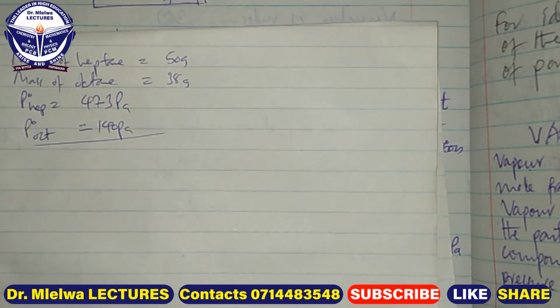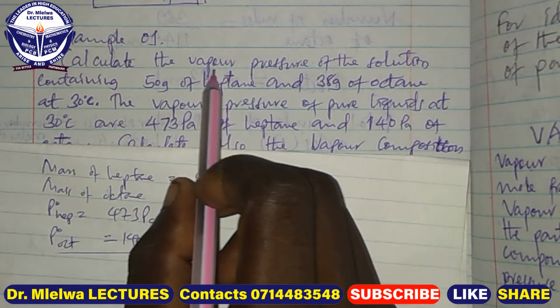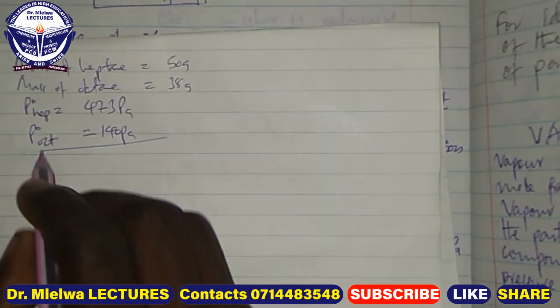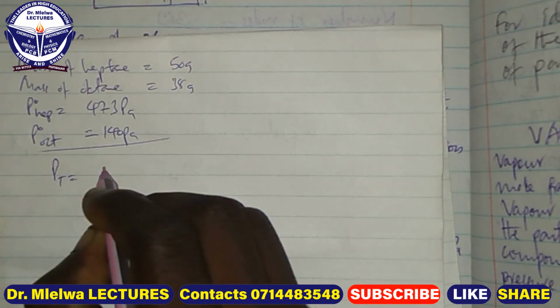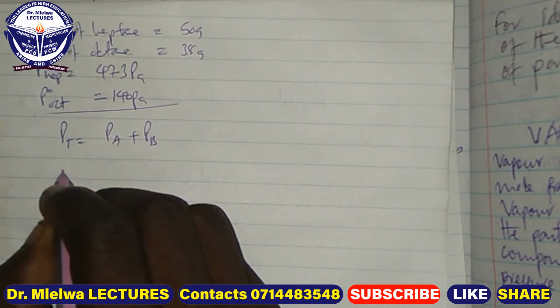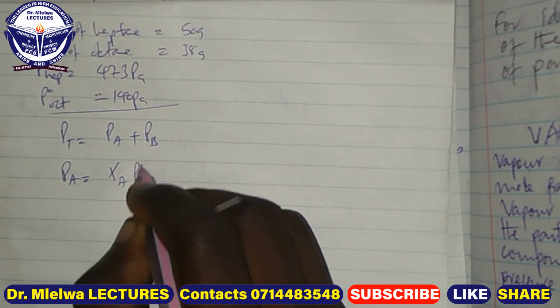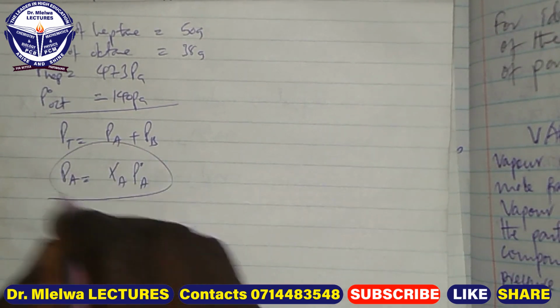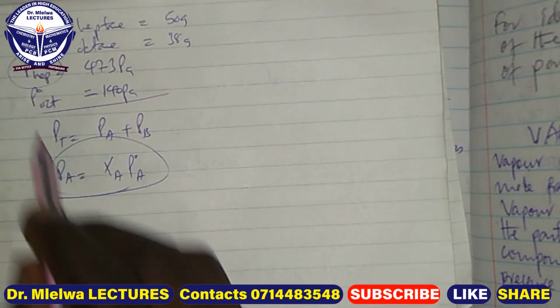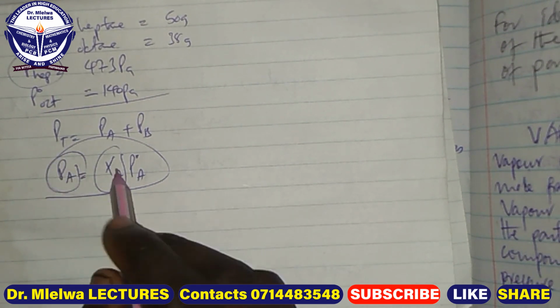As we know from Raoult's law, if we want to get the vapor pressure of the solution, that means it is P total, which is equal to pressure A plus pressure B. But remember, in order to get pressure A, we need the mole fraction of A, then pressure naught of A. Here we have the pressure naught, but we don't have the mole fraction, so we can't get this. How do we get the mole fraction?